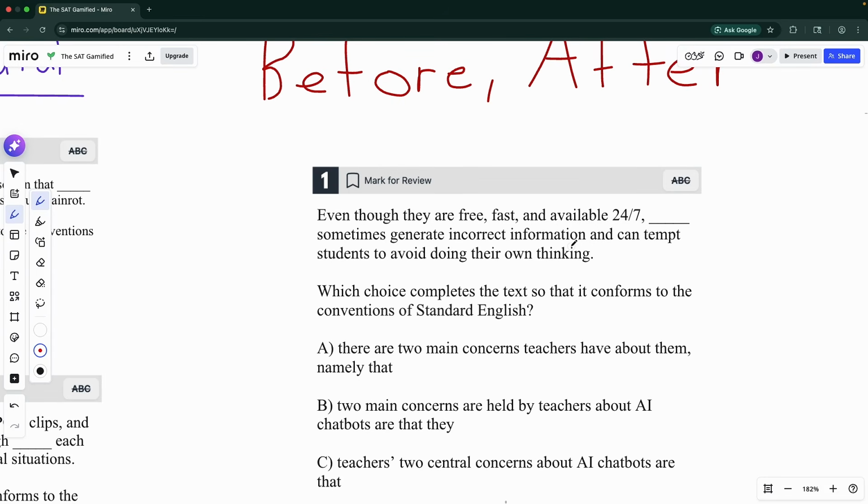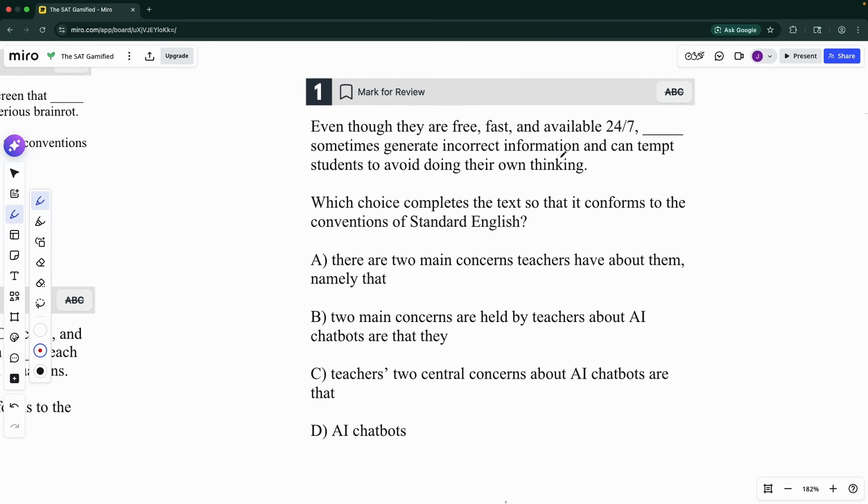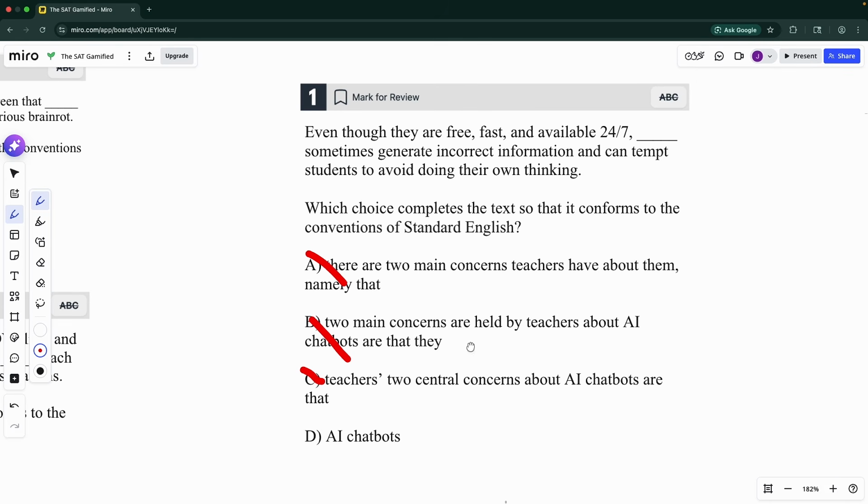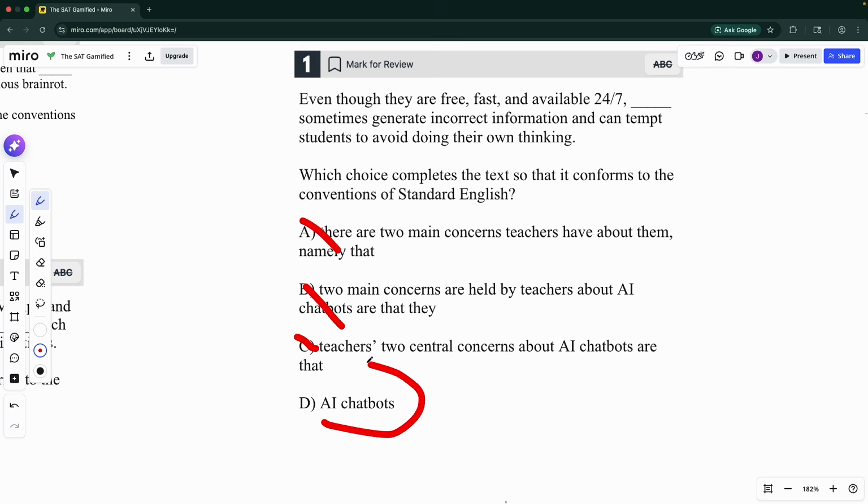Even though they are free, fast, and available 24/7, blank sometimes generate incorrect information and can tempt students to avoid doing their own thinking. So we have to identify what is free, fast, and available 24/7 and have that be the first thing after the comma. That is not what's free, fast, and available 24/7. Two main concerns. Okay, the concerns are not free, fast, and available 24/7. Teachers, 2 central concerns. Okay, teachers are not free, fast, and available 24/7, unfortunately. AI chatbots. Okay, those are free, fast, and available 24/7. So that's why D must be the right answer.